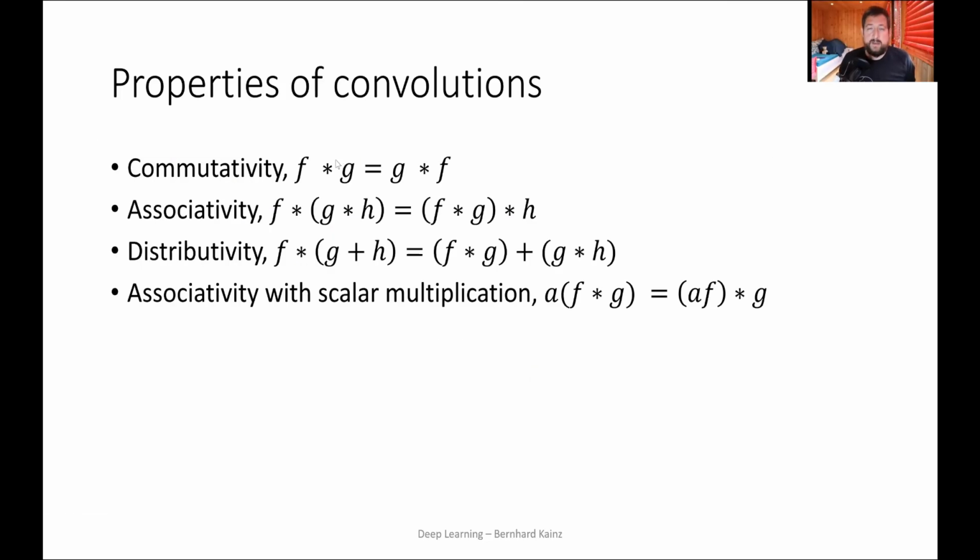So for the sake of completeness, convolution acts like any other mathematical operator. The rules of commutativity are true, so convolution commutes. F convolved with G is the same as G convolved with F. Associativity is true. F convolved with G convolved with H is the same as F and G first and then H. Distributivity is true, so F convolved with the sum of G and H is the same as F convolved with G plus F convolved with H. Associativity with scalar multiplication works as well. If I multiply a scalar A to the convolution of F and G, it's the same as I would multiply A first to F and then convolve with G.